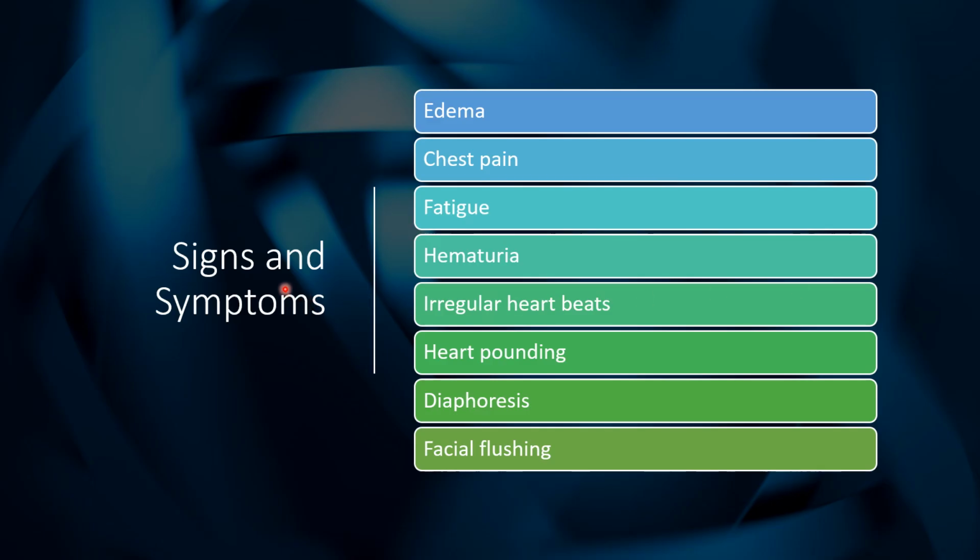Okay, still on signs and symptoms, there may be edema, associated with chest pain, fatigue, hematuria, irregular heartbeats, heart pounding, diaphoresis, facial flushing.